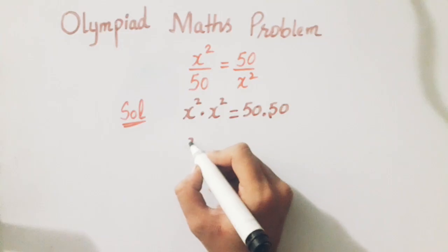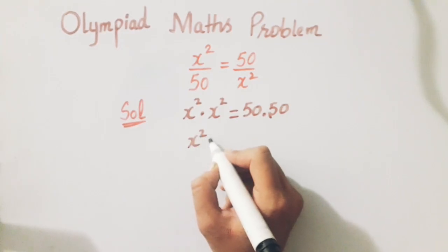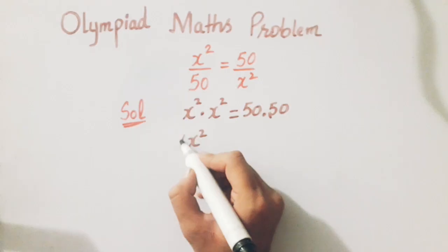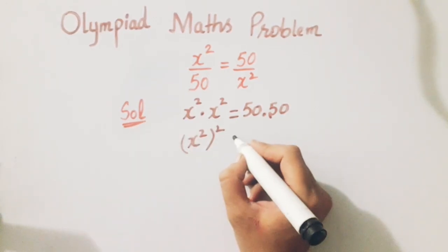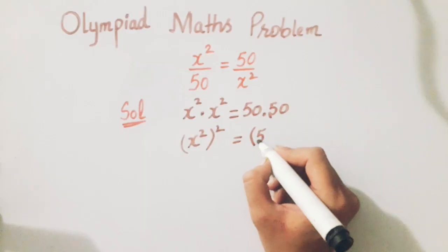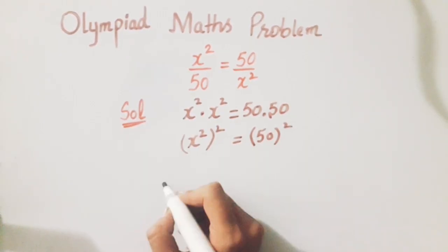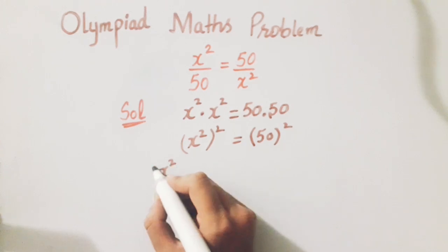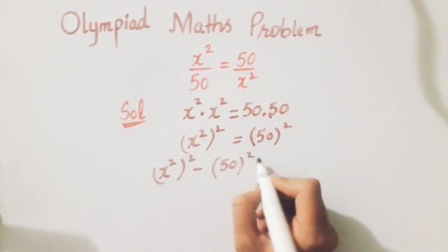So we get x square multiplied by x square, which means x square squared, and 50 can be written as 50 square. Now in the next step we will do this as x square minus 50 square equals 0.